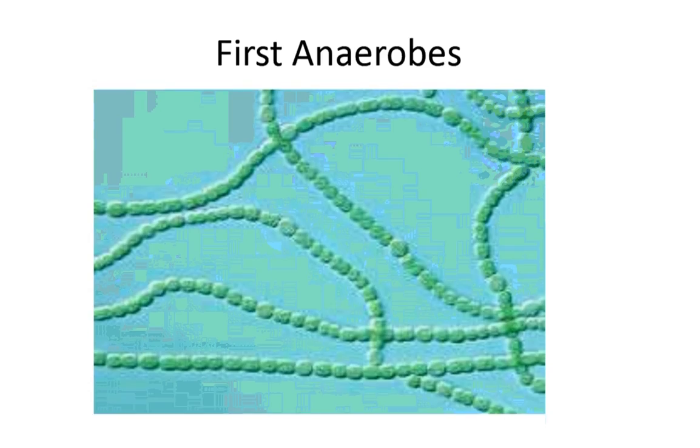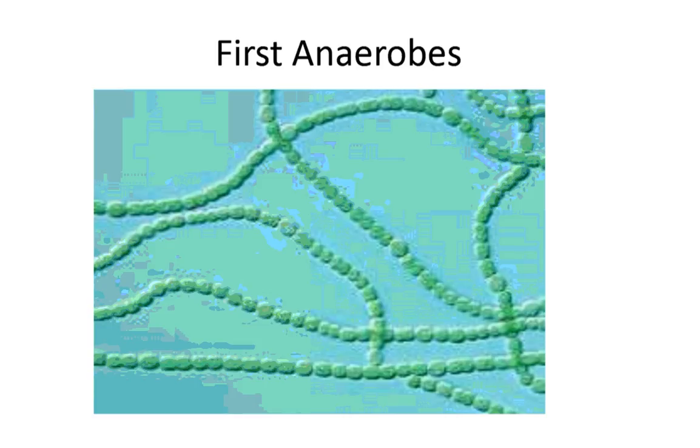But somehow the first anaerobes arise, and an anaerobe is just an organism that is anaerobic or doesn't require oxygen. And because there's no oxygen in the atmosphere, they would have lived under the water. Oxygen would have been poisonous to these early life forms. But these early life forms were probably photosynthetic, meaning that they used the sunlight to make food. And so, what is a byproduct of photosynthesis that we've learned about? Oxygen. And through this, oxygen would have begun to build up in the early Earth atmosphere.